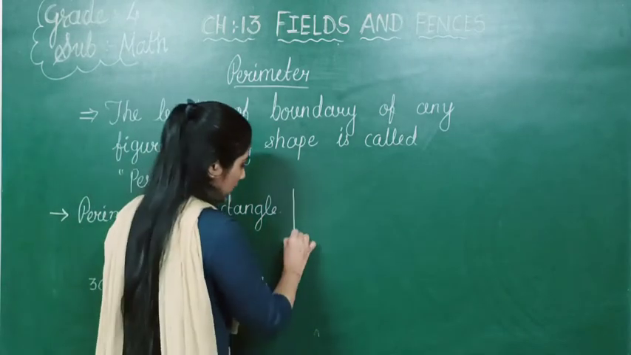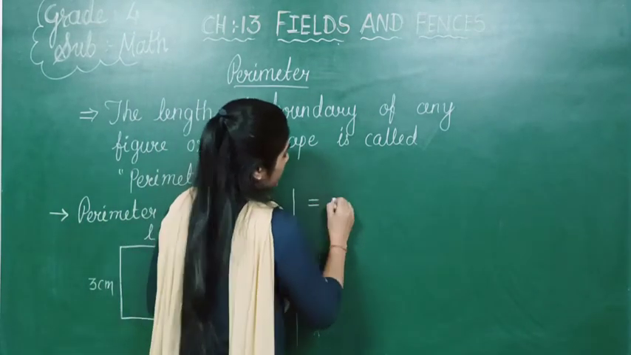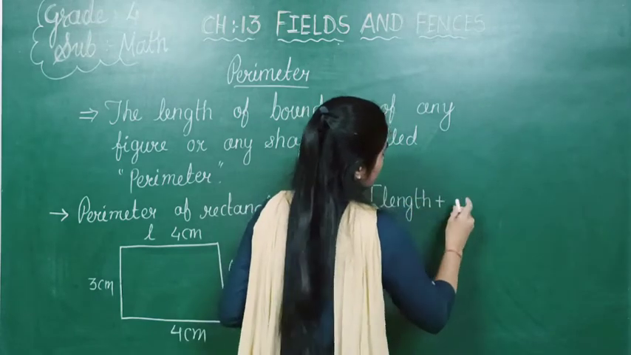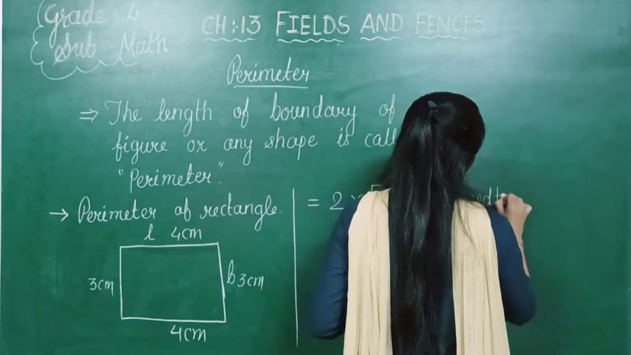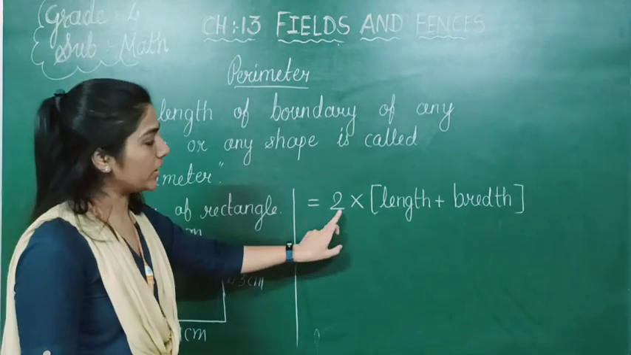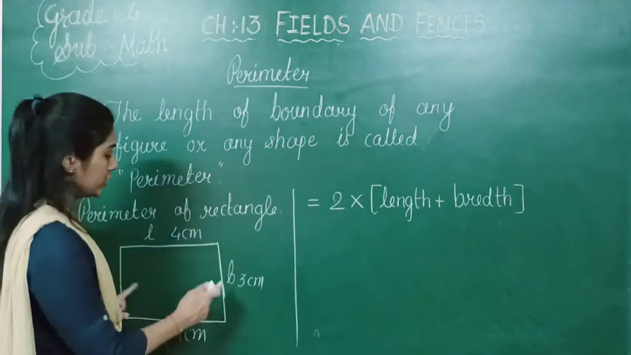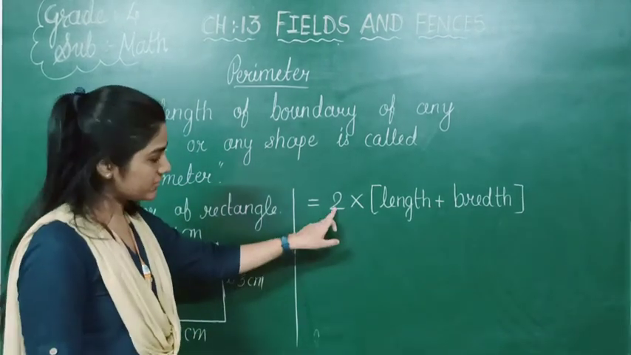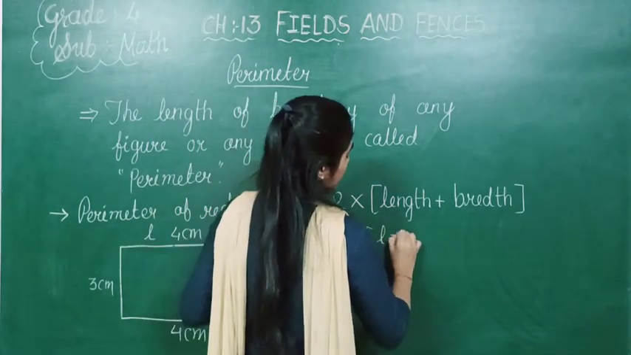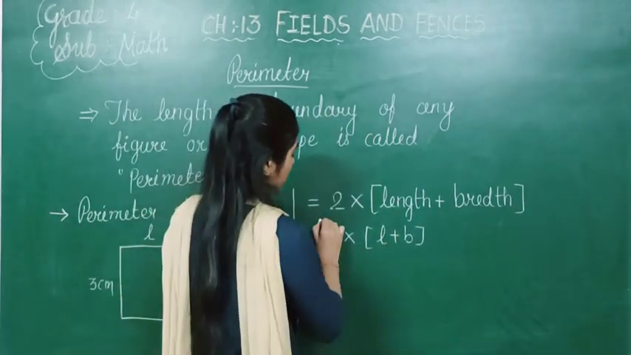Now which is the formula which we are using to find the perimeter of the rectangle? 2 multiply length plus breadth. For the rectangle shape, to find the perimeter, we are using this formula: 2 multiply length plus breadth. Why is this 2 given? As I told you, two sides are the same in the rectangle shape. That's why the 2 is given. In the short form, you can write it like this: L plus B, 2 multiply L plus B. This you have to remember.